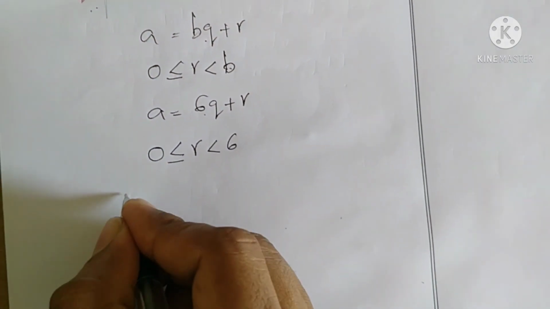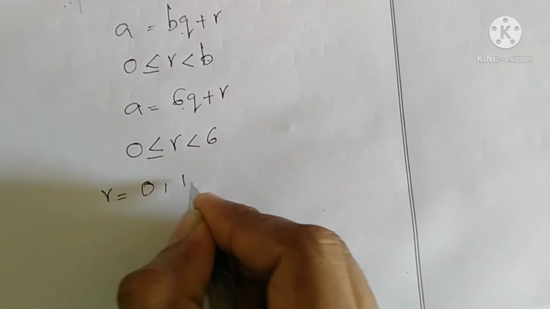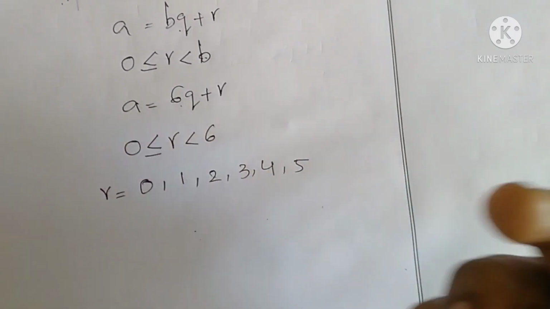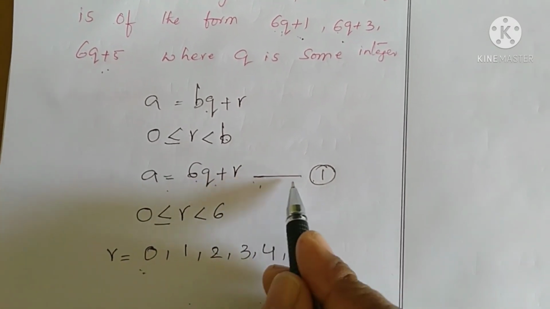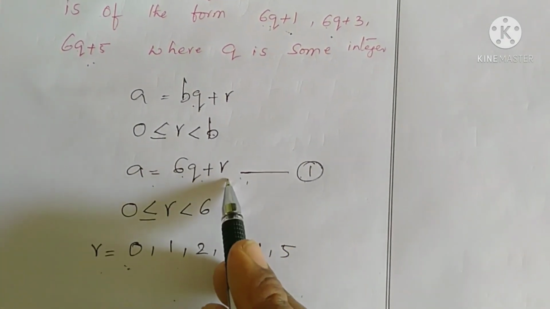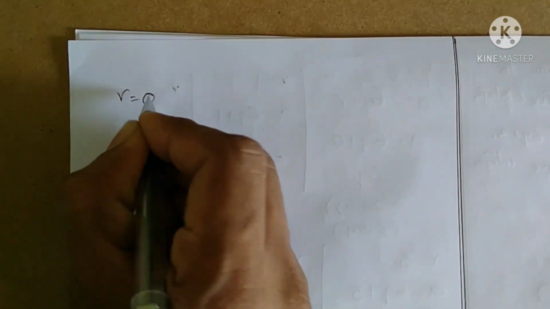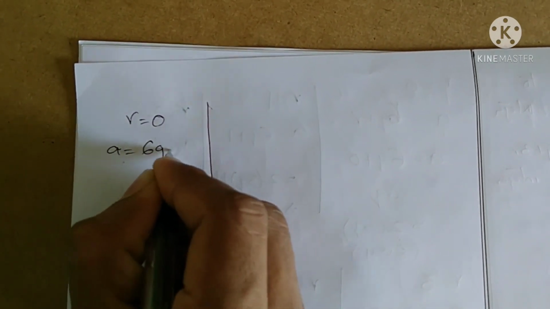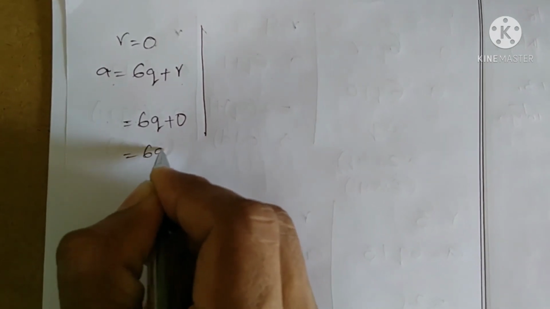So the possibilities for r are 0, 1, 2, 3, 4, 5, right? So here a is equal to 6q plus r. This is our equation 1. Substitute these r possibilities in our equation 1. So if r is equal to 0, a is equal to 6q plus r, so 6q plus 0, that is equal to 6q.